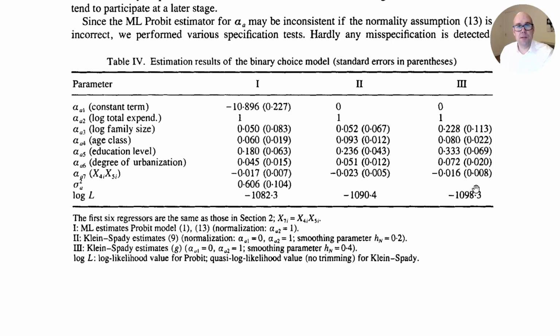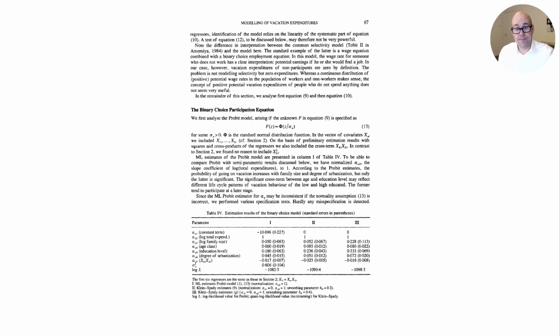This was this bandwidth parameter. Then they get slightly different estimates. But then again, for instance, the coefficient on the degree of urbanization here is very similar across these models. They get slightly different results for some other ones, but qualitatively at least, the results are not too different.